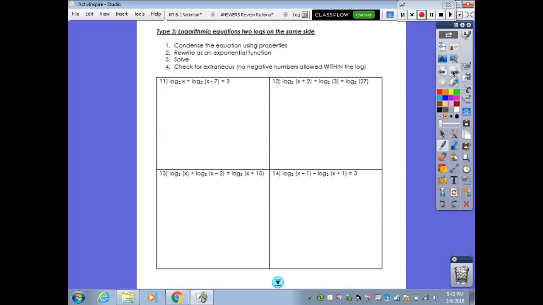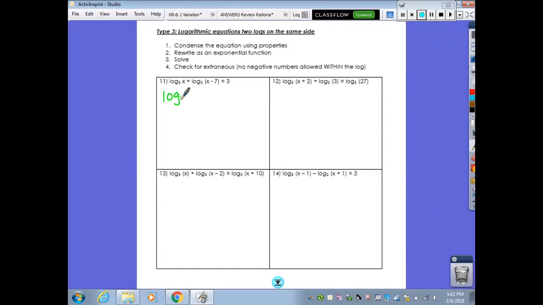So what we're going to want to do first is condense everything. So we're going to condense this to underneath 1 log to be log base 2 of x times x minus 7 equals 3. And now we can solve for this just like anything else using logarithmic rules. 2 to the third equals x times x minus 7. And now we distribute and solve.